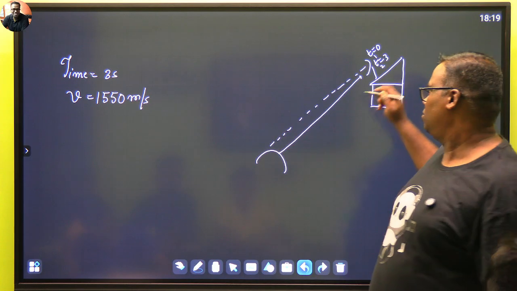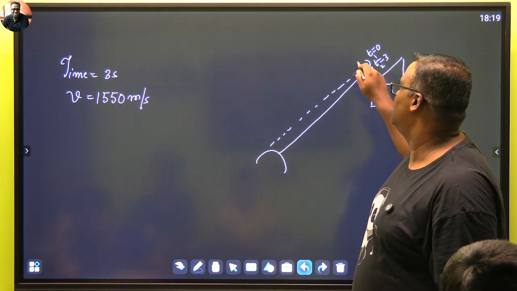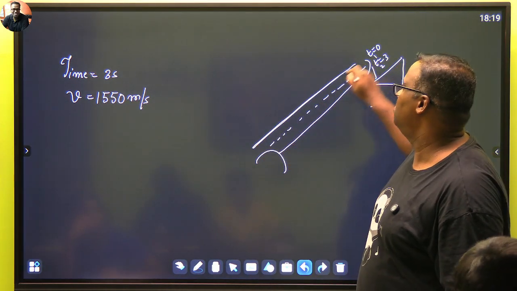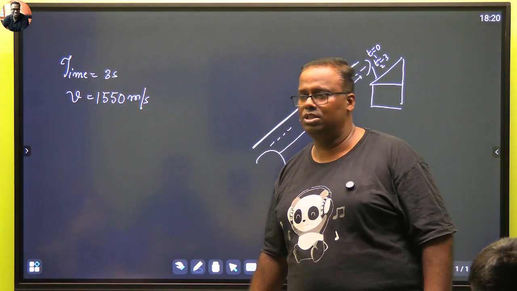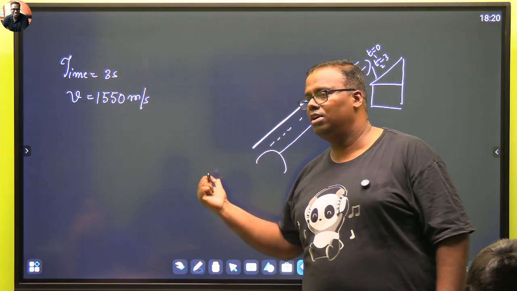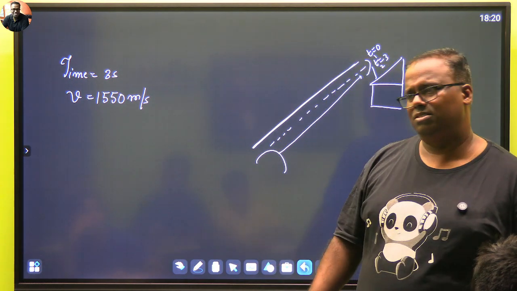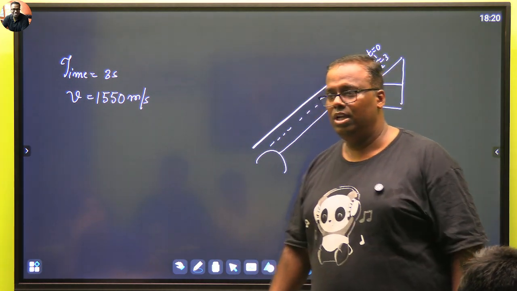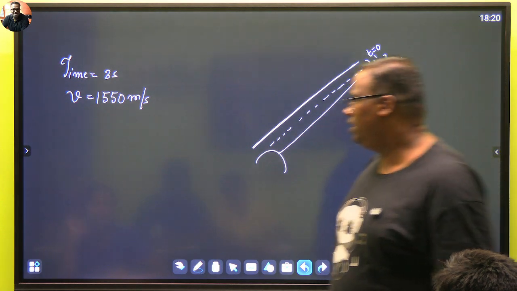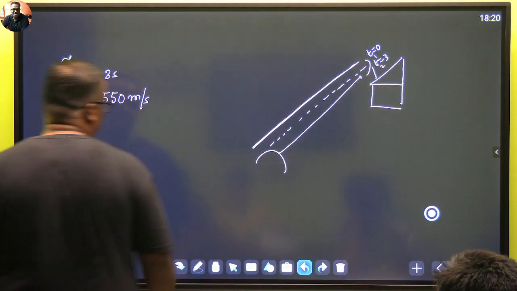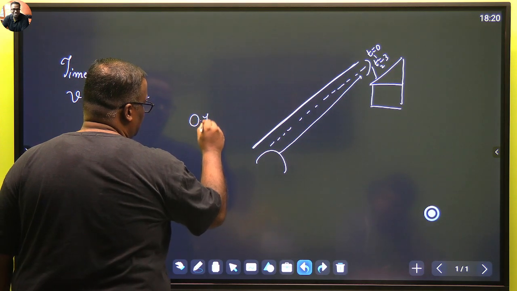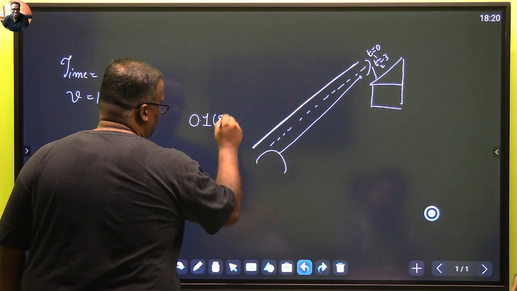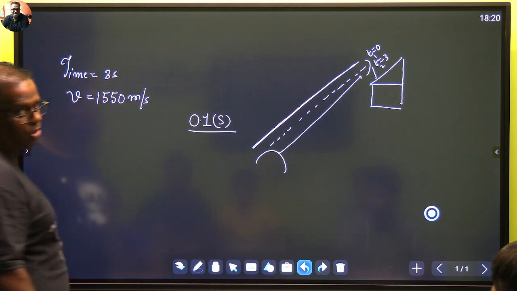The total distance traveled by the sound wave: the sound wave started from here and came back here. How much time did it take? 3 seconds. How much distance did it cover? 4650. So how far away is the object? So have you understood echo? In order to understand echo, you might get short answer type questions. Always remember that to clearly distinguish between an echo and the original sound, the time difference should be how much? 0.1 seconds.